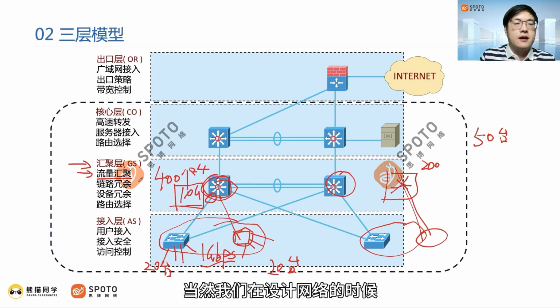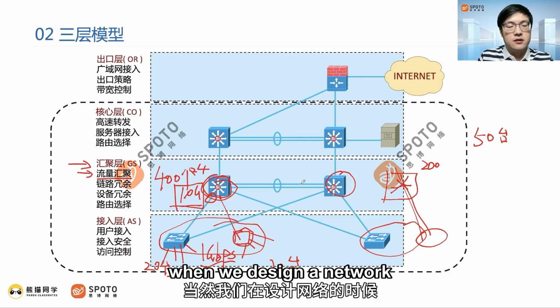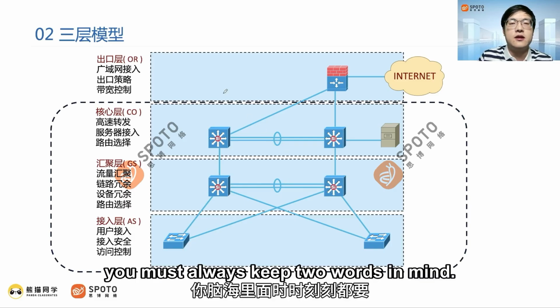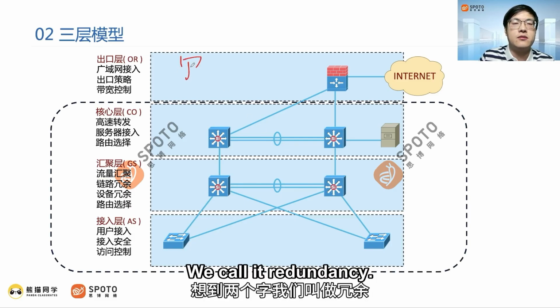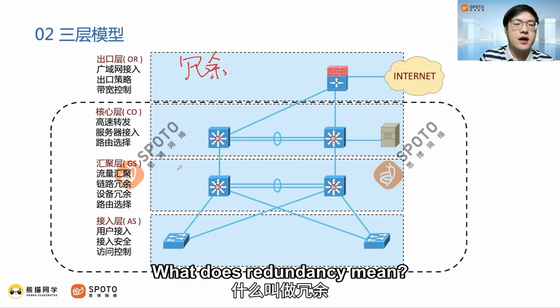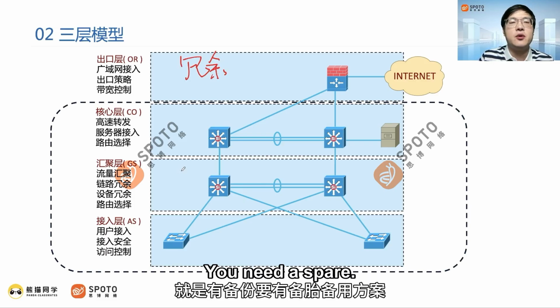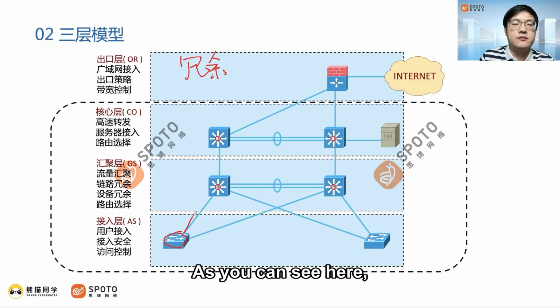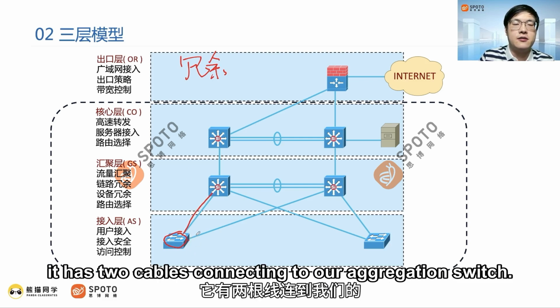Of course, when we design a network, as a network engineer, you must always keep two words in mind. We call it redundancy. What does redundancy mean? Well, it means you need a spare, a backup plan. For example, our switch, as you can see here, has two cables connecting to our aggregation switch.